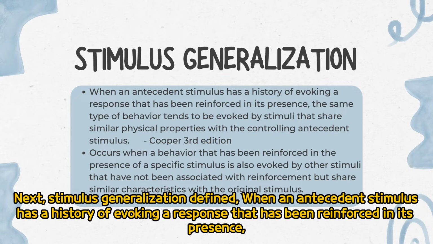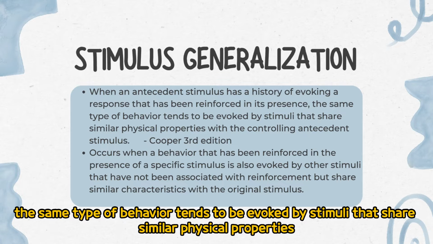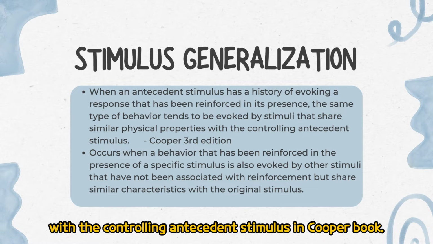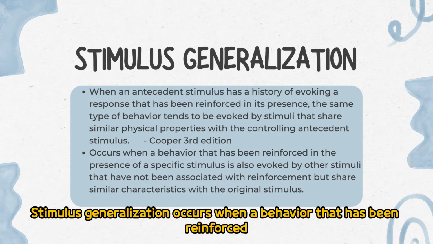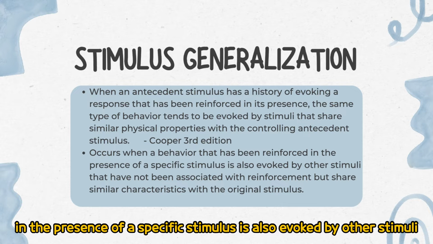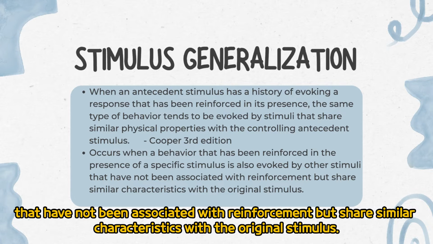Next, stimulus generalization is defined as when an antecedent stimulus has a history of evoking a response that has been reinforced in its presence. The same type of behavior tends to be evoked by stimuli that share similar physical properties with the controlling antecedent stimulus, in Cooper's book. Stimulus generalization occurs when a behavior that has been reinforced in the presence of a specific stimulus is also evoked by other stimuli that have not been associated with reinforcement but share similar characteristics with the original stimulus.